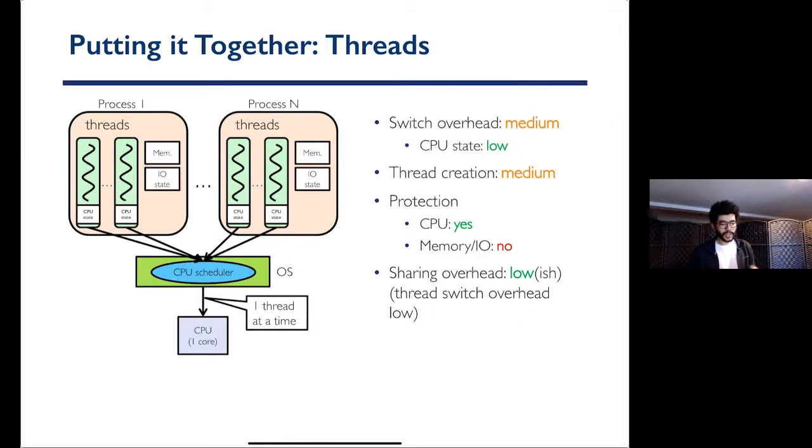And then the last one is sharing overhead, and it's lowish, depending on what you want to do. But because threads within the same process can communicate with almost no overhead, that's why we are saying that the sharing overhead is low. You still have high overhead if processes want to talk to each other.